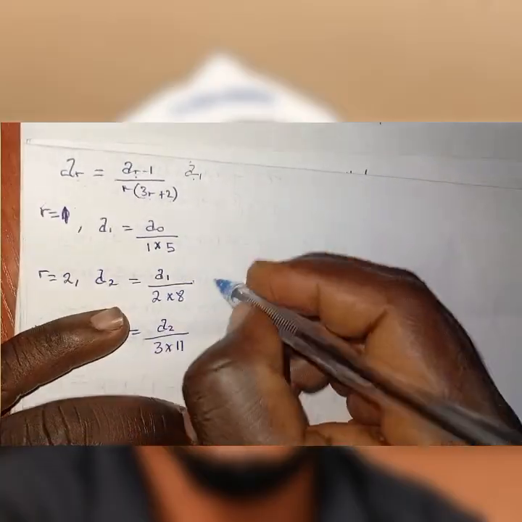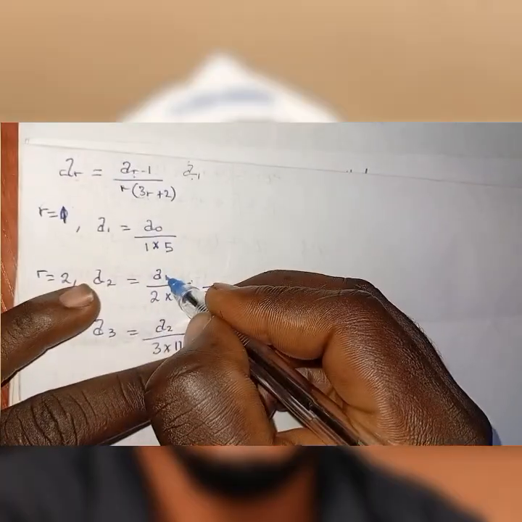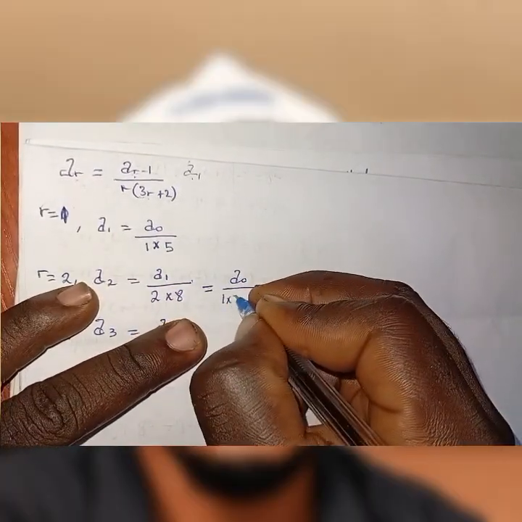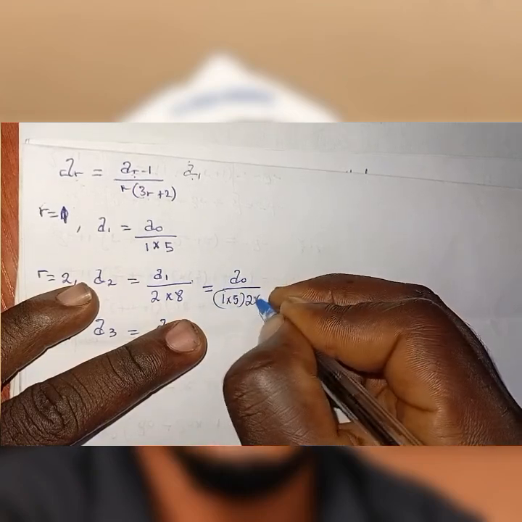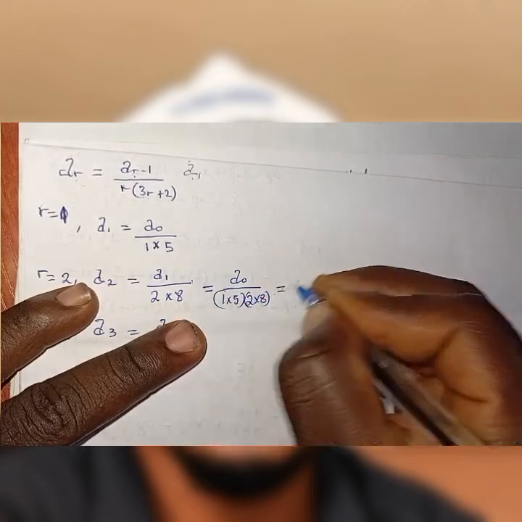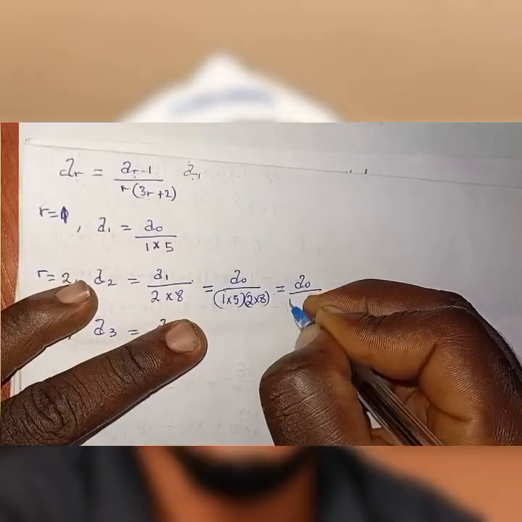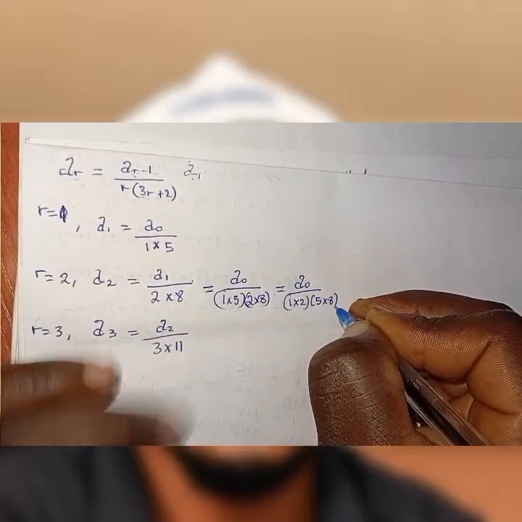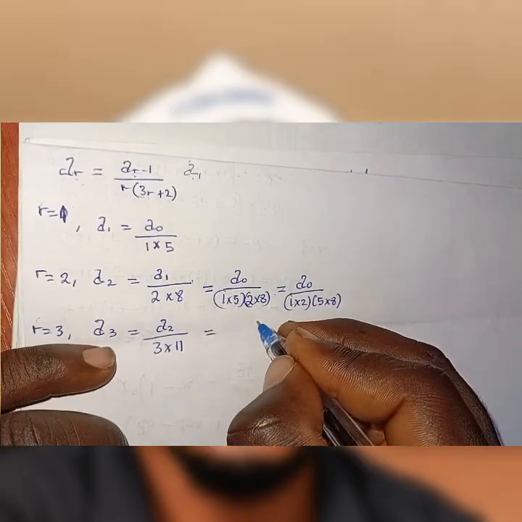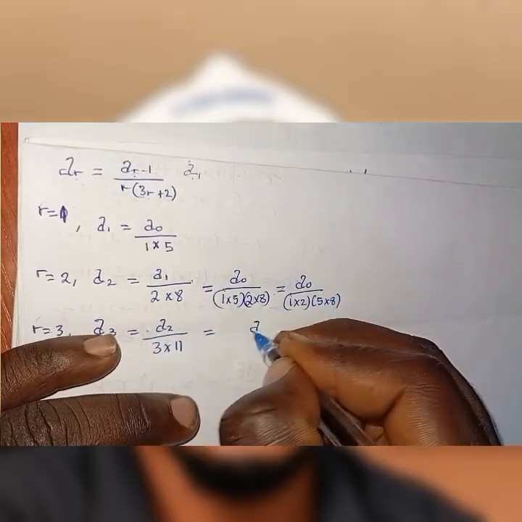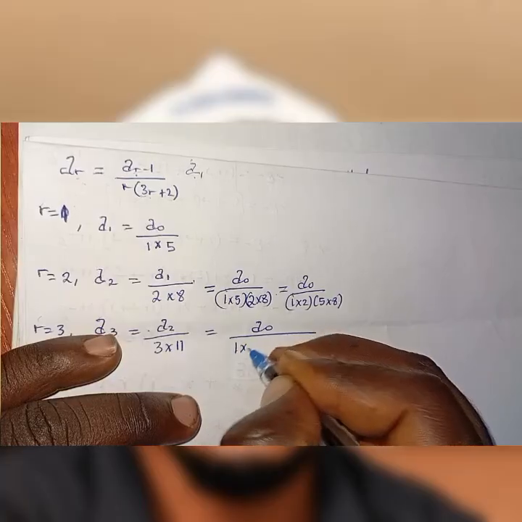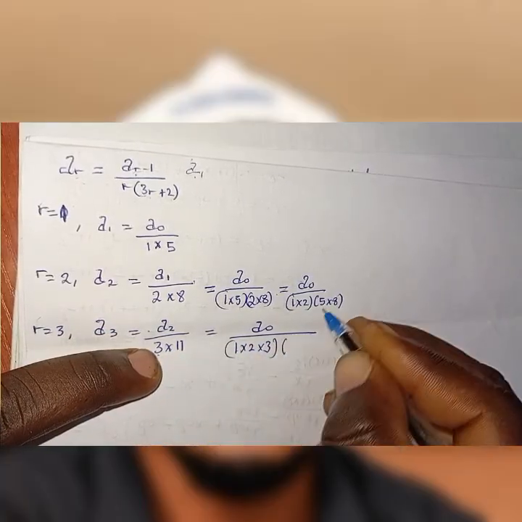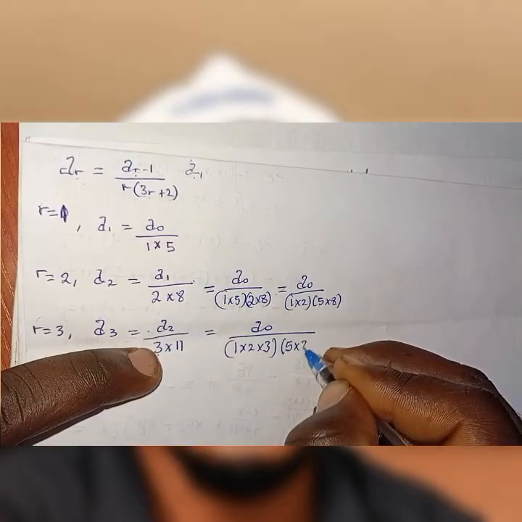Let's change this and this to a_0. What is a_1? This is a_1, so you have a_0 over 1 times 5. And a_2 is a_0 over 1 times 2, 5 times 8. Now the third, what is a_3? This is a_3, so we have 1 times 2 times 3 over 5 times 8 times 11.